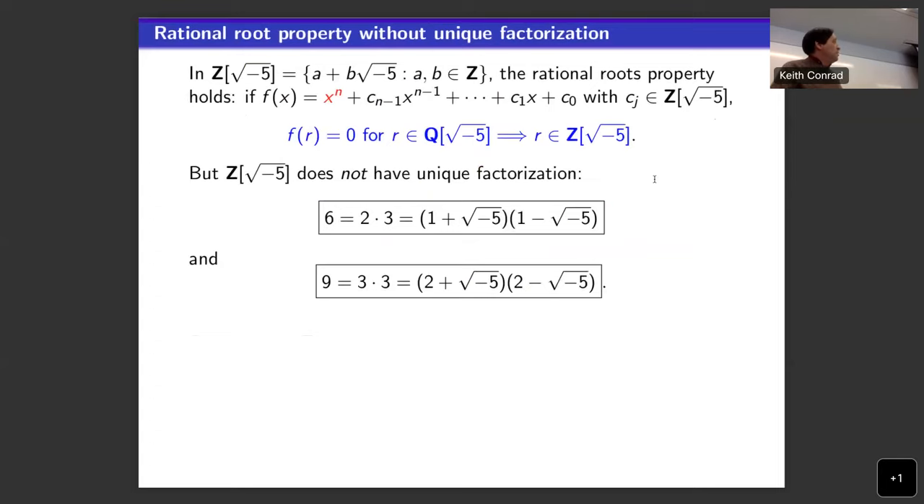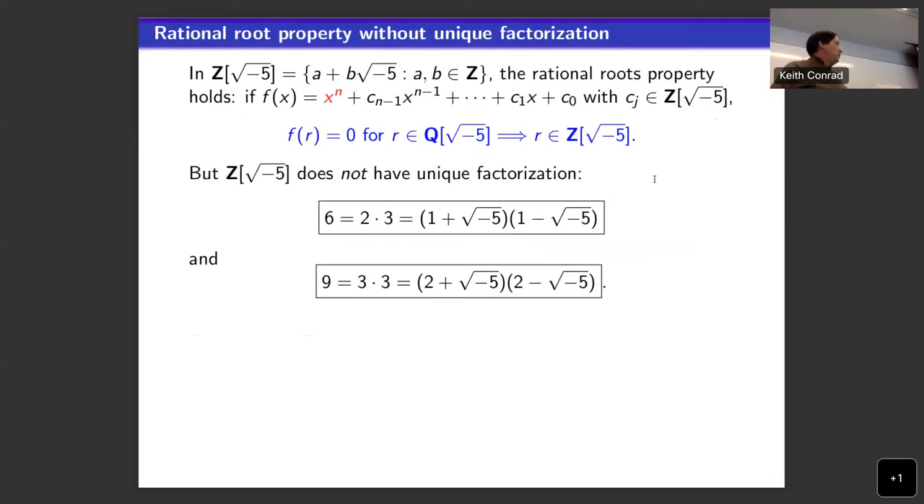So for instance, Z bracket root minus 5 has the rational roots property, but it has non-unique factorization. So what happens here is that even though the rational roots property works, and I had said it's a consequence of unique factorization, that doesn't mean that it implies unique factorization.